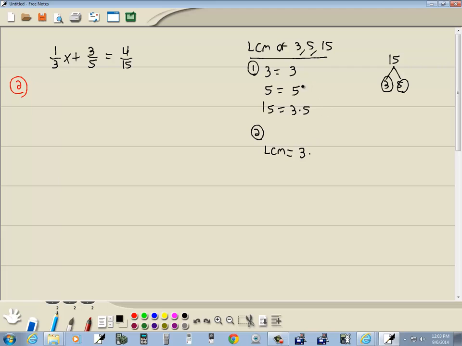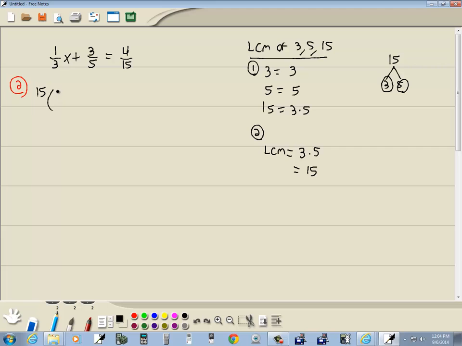Then I go to my next prime, which is 5. There's none here, there's 1 here, there's 1 here. And again, we're looking for the greatest number of 5's on a single line, which would be 1. Now you're not counting how many 5's there are. You're just looking for the greatest on any single line. So 3 times 5 is 15. So we're going to multiply everything by 15.